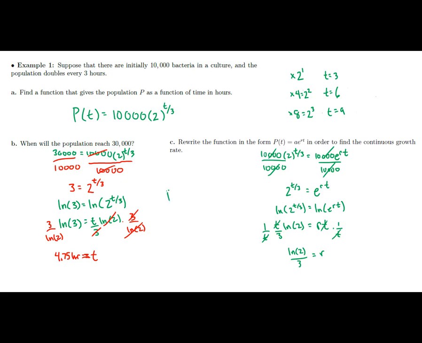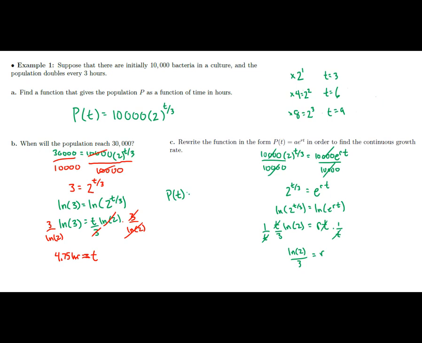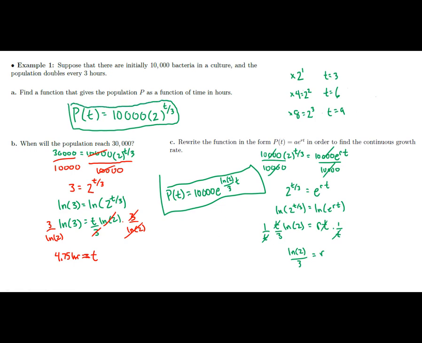So what we can say is that P of t is equal to 10,000 e, and then r, and it's always best to leave it exact, so I'm not going to type that in the calculator. I'm just going to leave it like this. Natural log of 2 over 3, that's my r, times t. So this function and this function here, they're the same function. They're just expressed differently. But what I can say is that this is my r, the continuous growth rate.